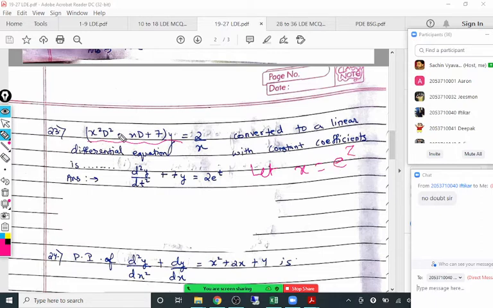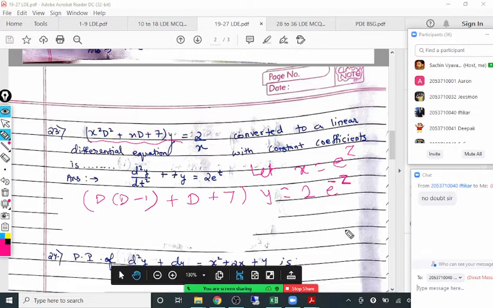So when x is e raised to z, x square D square becomes D into D minus 1, and xD becomes just D, plus 7 as it is, of y, equal to, now what is 1 by x? 1 by x is e raised to minus z. So 2 into e raised to minus z. That gives the LDE with constant coefficients. Just write it in simplified form. D square minus D plus D, the D gets cancelled. D square plus 7 of y is equal to 2 e raised to minus z. So this is the answer.